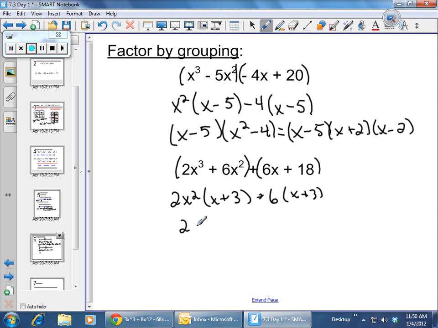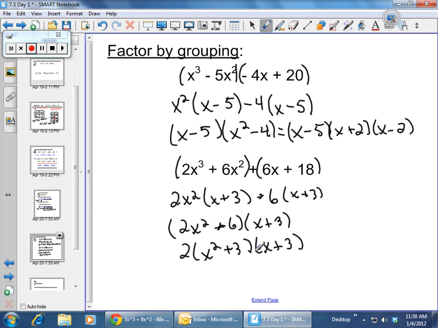So we get 2x squared plus 6, and then x plus 3. So we basically pulled out the x plus 3 out of both. What's left is 2x squared plus 6, and then the x plus 3. Okay? And then this you could pull out a 2 as well. So it'd be 2 times x squared plus 3, and then x plus 3. And that's as far as we can go.